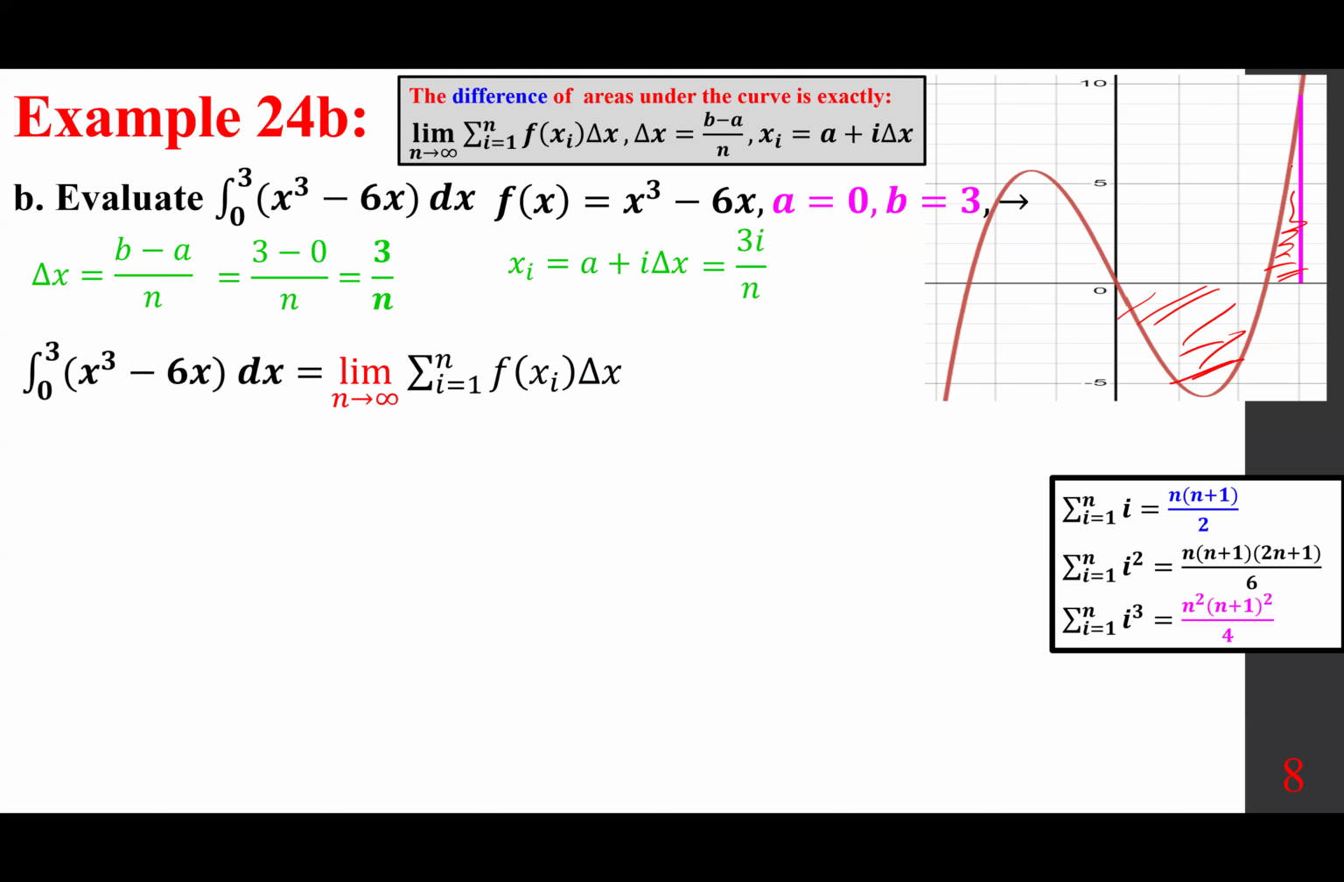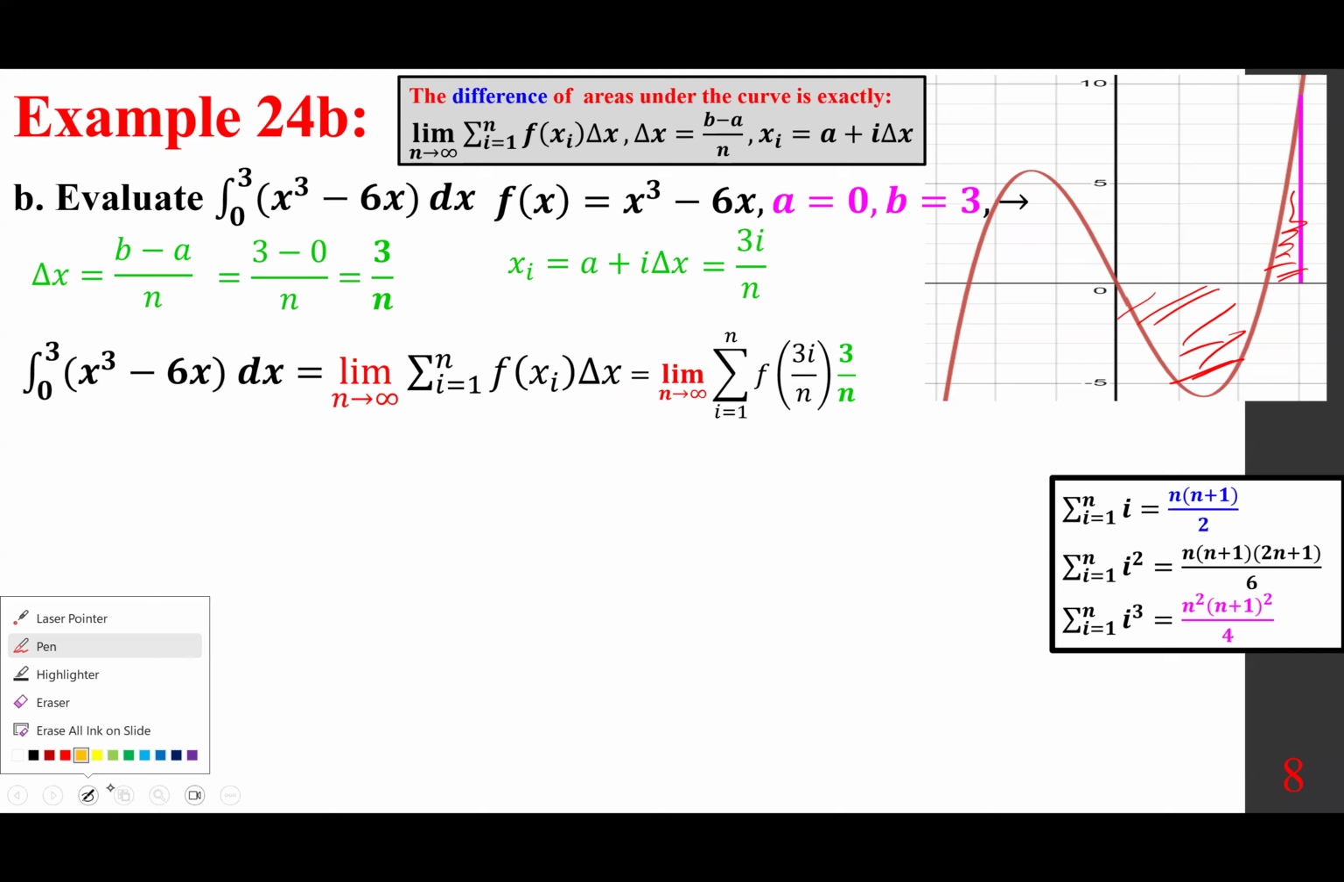So this integral is equal to this limit. And f of x sub i is f of 3i over n, and delta x is 3 over n. So again, we are going to work on this. When we are done and simplify this, then we put it into a limit and we take the limit. So let's work on that.